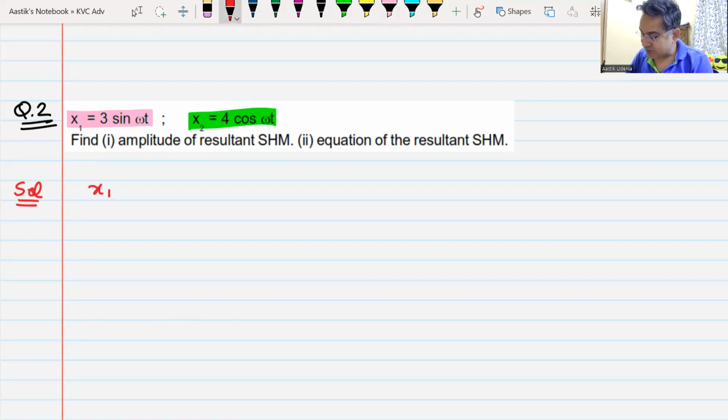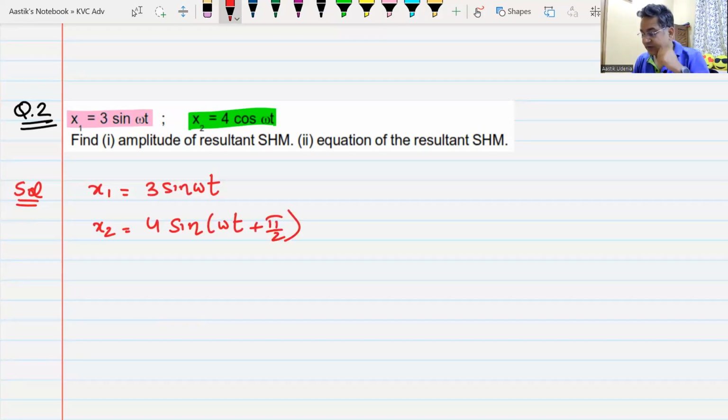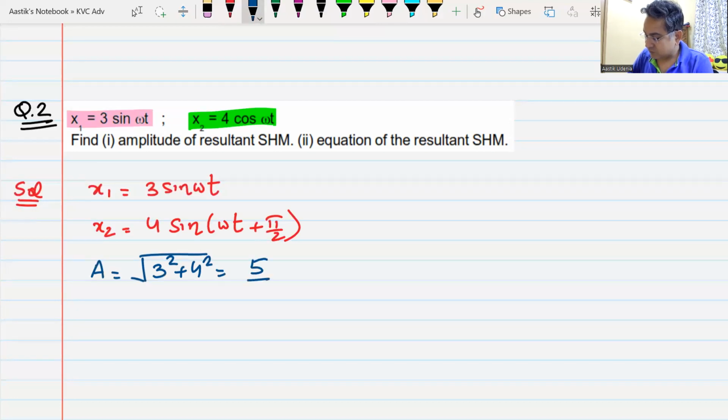So I write the first equation as x1 equals 3 sine omega t, and x2 as 4 sine of omega t plus pi by 2. So in this case, the phase difference between them is pi by 2. Now I can simply find the amplitude. Amplitude will be equal to under root of 3 square plus 4 square. Yes or no? Correct. That is simply equal to 5. Tan xi equals 4 by 3, so xi equals 53 degrees. Do we understand this? Yes, sir.